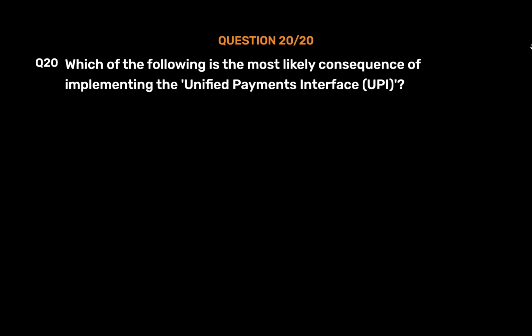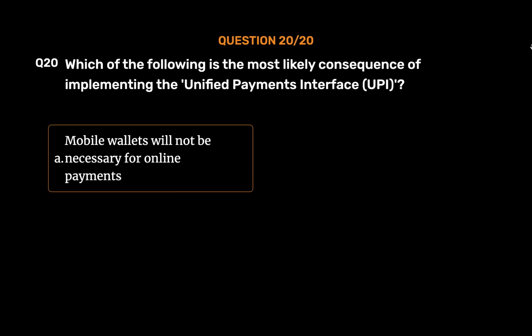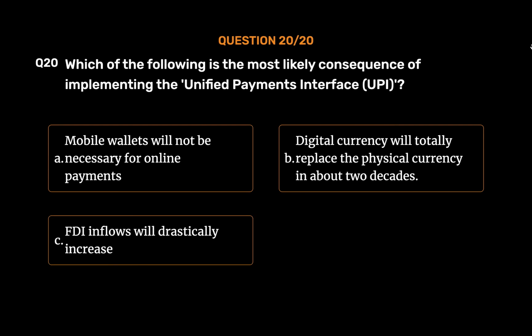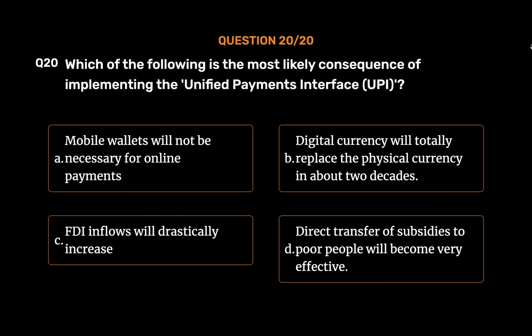Question number 20. Which of the following is the most likely consequence of implementing the Unified Payments Interface (UPI)? Option A, mobile wallets will not be necessary for online payments. Option B, digital currency will totally replace the physical currency in about 2 decades. Option C, FDI inflows will drastically increase. Option D, direct transfer of subsidies to poor people will become very effective. The correct answer is Option A, mobile wallets will not be necessary for online payments.